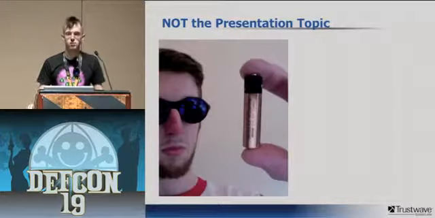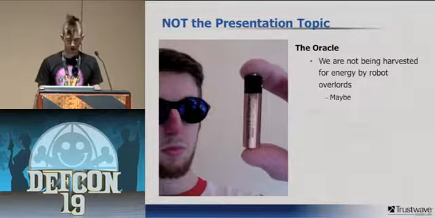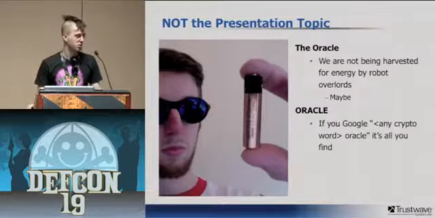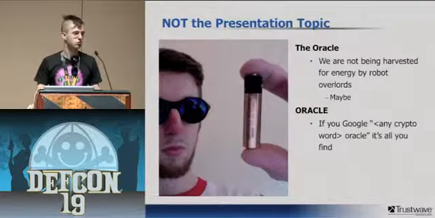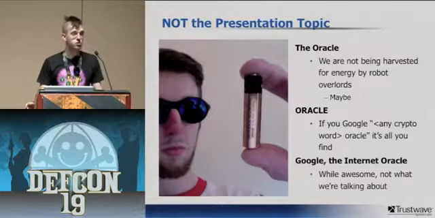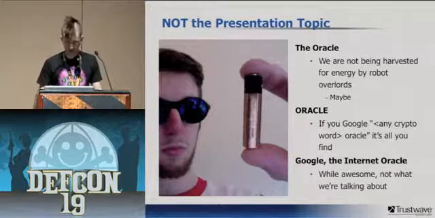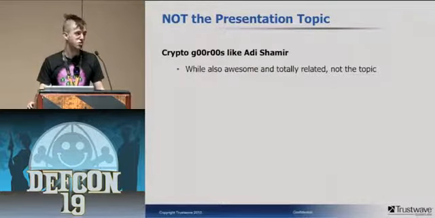So let's talk about some things that are not the presentation topic. We're not talking about the oracle. We're not being harvested for energy by robot overlords. Possibly. We're not talking about the company Oracle. Fun fact, if you Google for any crypto word followed by Oracle, you'll probably find Oracle users asking how to encrypt their database. We're also not talking about Google, the Internet Oracle. We're not talking about cryptographic gurus like Adi Shamir. If you don't know who Shamir is, he's the S in RSA. Also awesome, but not the topic.